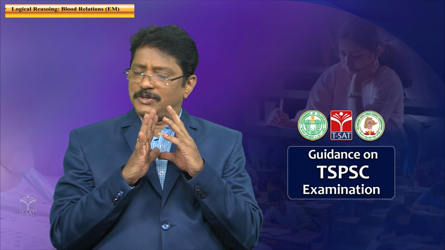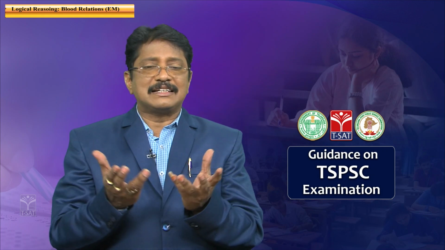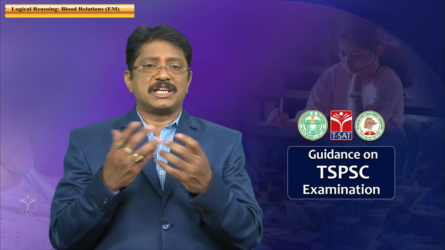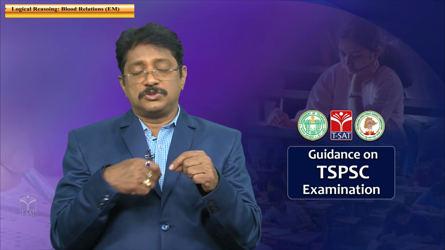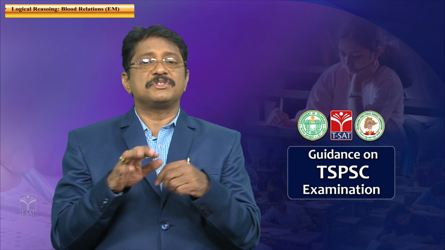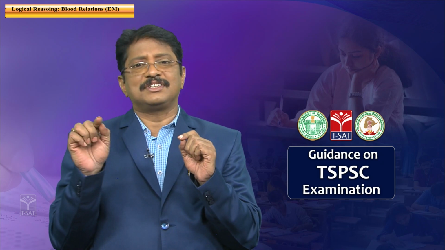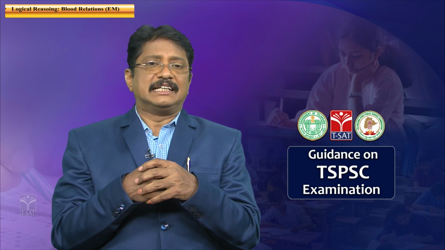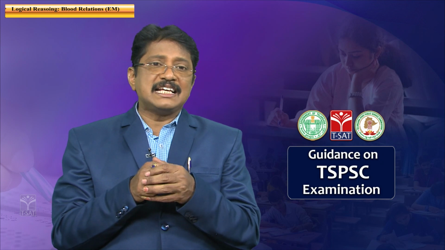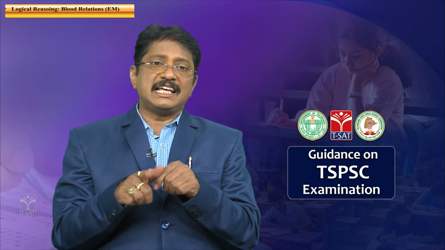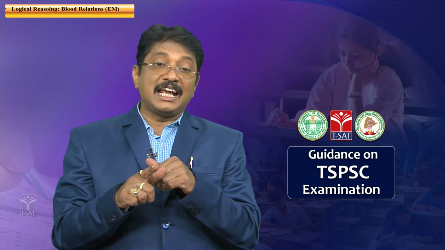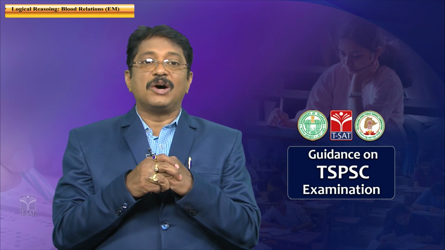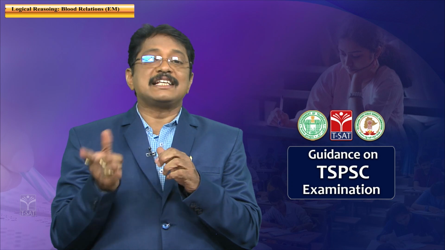Now, for your understanding purpose, I have taken some pictures for explanation. No need to write the pictures number of times, just write the order of the relation, then you can find the answer easily. So, A is B's sister, C is B's mother, D is C's father, E is D's mother. Then how is A related to D?